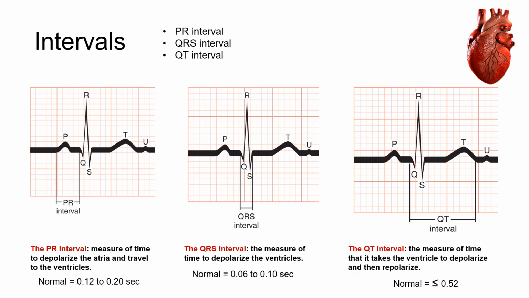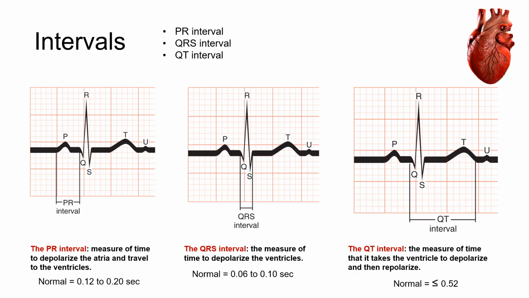Now this PR interval is going to become important when we talk about heart blocks. So the normal range for this is 0.12 to 0.20 seconds. Okay, we're talking about fractions of a second. So we want these PR intervals to be within that amount of time. Then we have our QRS interval. So this is the ventricular contraction, the depolarization of the ventricles. Normal is 0.06 to 0.1 seconds.